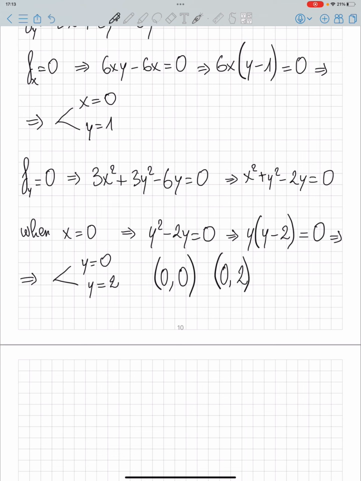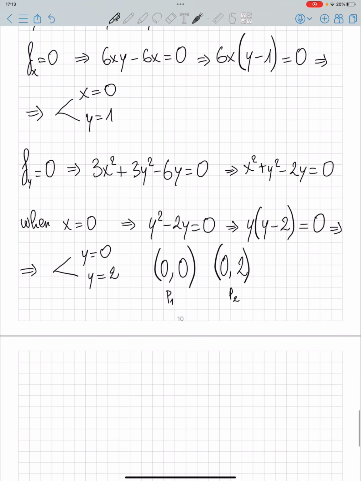So we have two critical points here, and these have just two coordinates, x and y. Later on, if we want to find the exact point, we need to plug this into our function to find the z coordinate, right? But for now, let's just consider the two coordinates x and y. We can define this to be our point 1, and this is our point 2, and these are the two critical points. Now, from the first derivative, we also had that y is equal to 1, right?